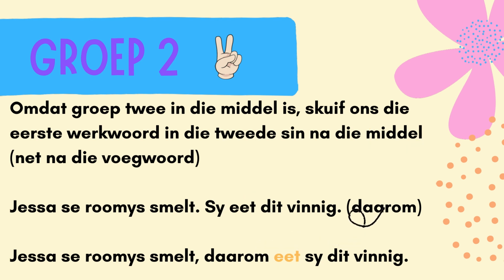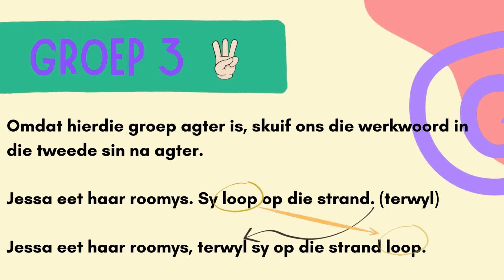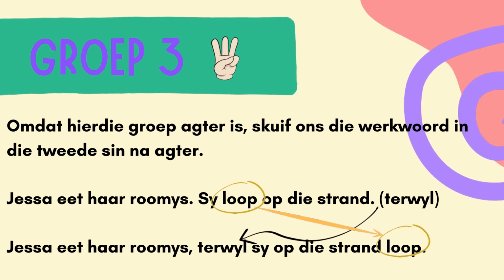And then the sentence will read, Jessa se roomys smelt, daarom eet sy dit vinnig. Jessa's ice cream is melting, therefore she eats it quickly. And that is group 2 conjunctions. Dit is die reël vir groep 2 voegwoorde. Kom ons kyk na groep 3. Let's look at group 3 conjunctions.